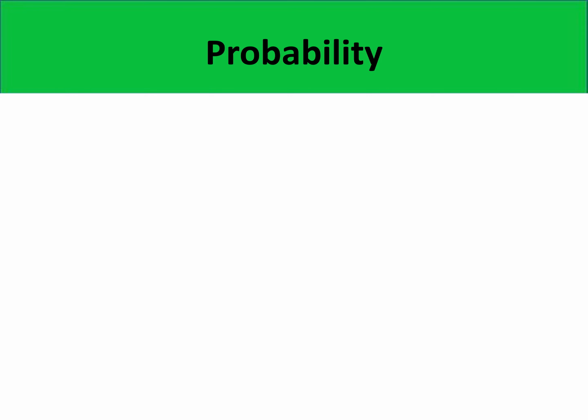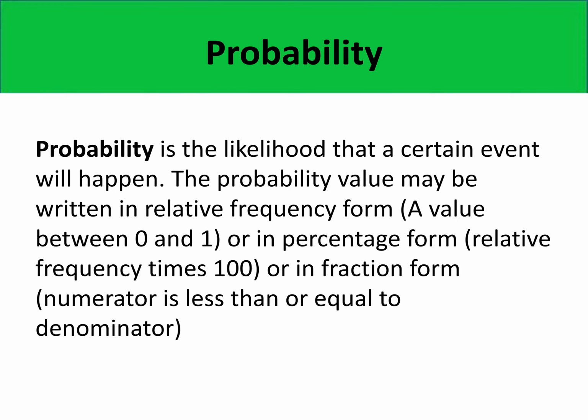So what is probability? Probability is the likelihood that a certain event will happen. The probability value may be written in relative frequency form or a value from 0 up to 1. This means that probability cannot be negative or exceed the value of 1. Now, instead of relative frequency, probabilities can also be written in percentage form. This means that the value could be from 0% up to 100%.